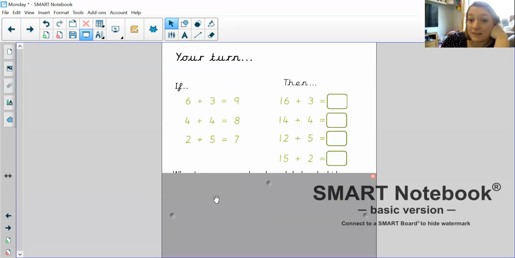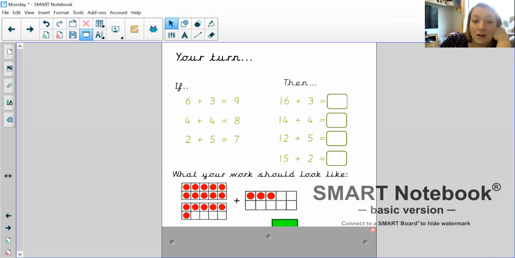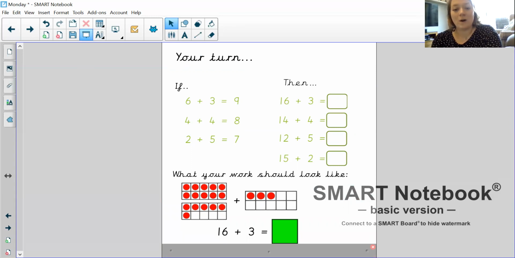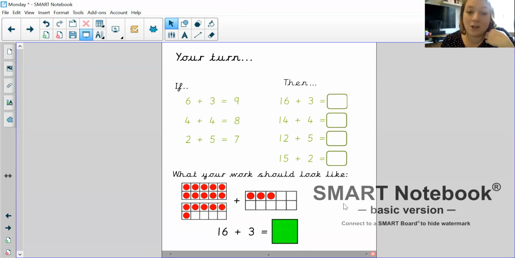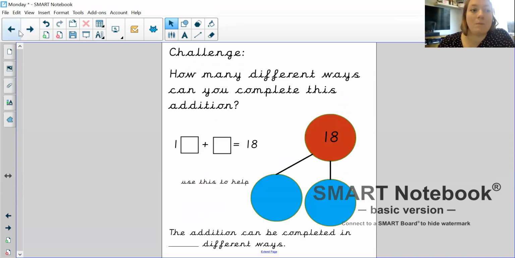Use your tens frames to help you if you need to. Now remember, Hopper class, your work should look like this. You should draw your tens frames to show me the question, then write it as a number sentence and put your answer here. Be sure to make sure it's nice and neat so that I can understand what you've done. Pause the video now and then take a picture of your work.